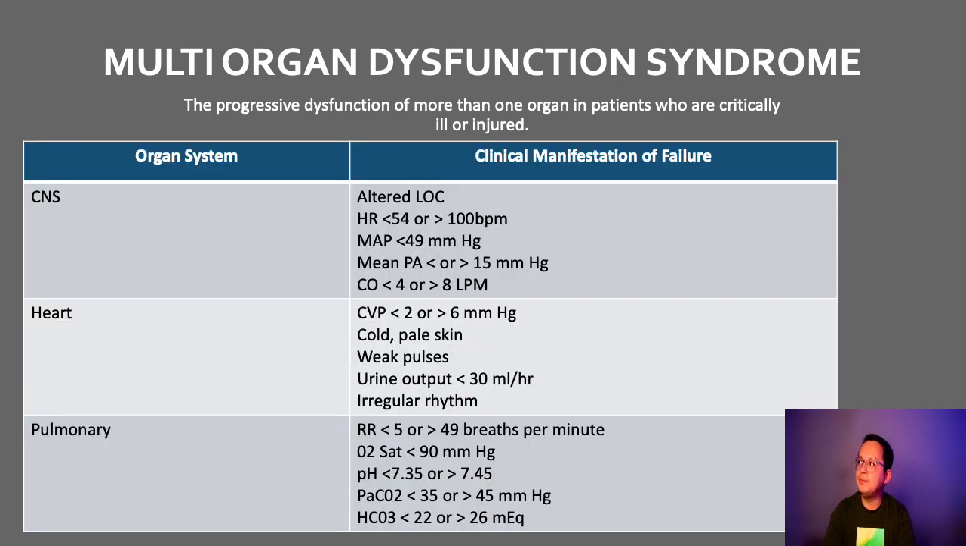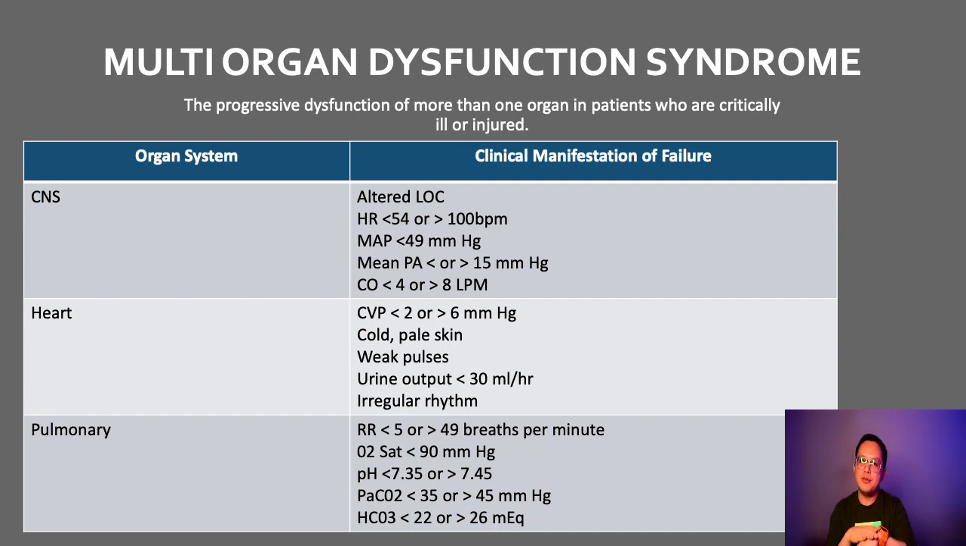So these are the clinical manifestations of multi-organ dysfunction syndrome, arranged in order of systems. In the CNS, there will be altered LOC. Heart rate is less than 54 or greater than 100, and MAP is less than 45 millimeters mercury. In my previous discussion, we learned how to compute MAP. Mean PA is less or greater than 15 millimeters mercury, and cardiac output is less than 4 or greater than 8 liters per minute. For the heart, CVP is less than 2 or greater than 6 millimeters mercury.